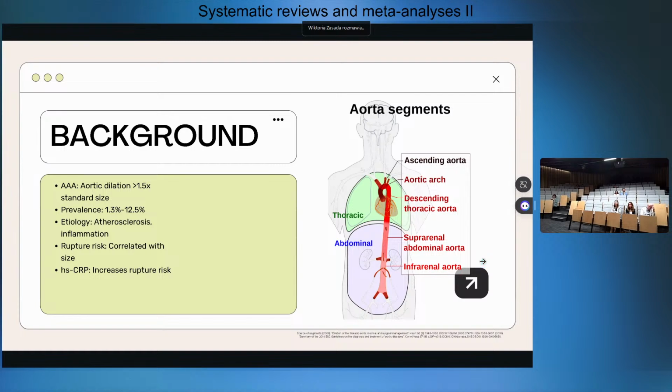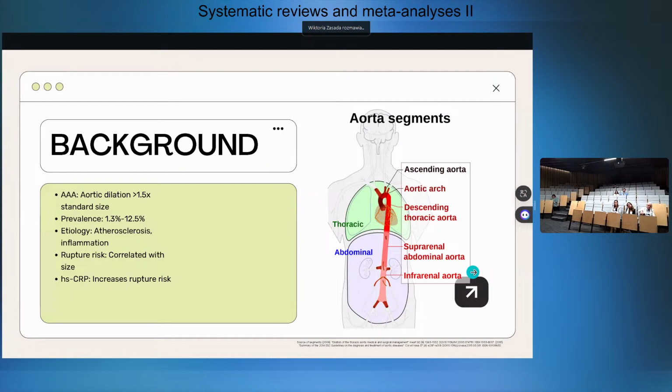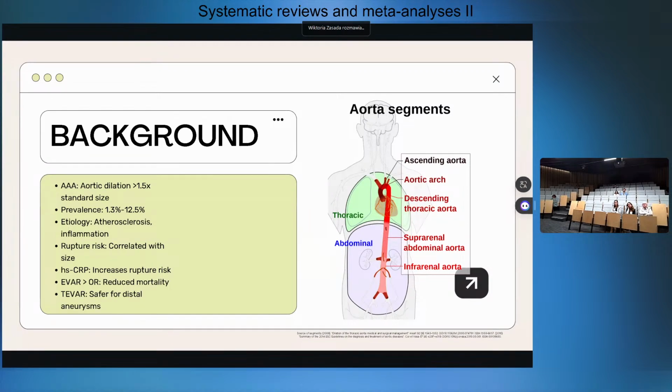To address AAA, we've seen remarkable advancements in endovascular techniques. Endovascular aneurysm repair, so EVAR, has shown superior outcomes compared to the open repair, especially in reducing perioperative mortality rates. Similarly, for distal thoracic aortic aneurysm, thoracic endovascular aortic repairs, or TEVAR, offers a safer alternative. Challenges such as endograft migration and endoleak have been observed, necessitating further interventions. This is where patient-specific models come into play.